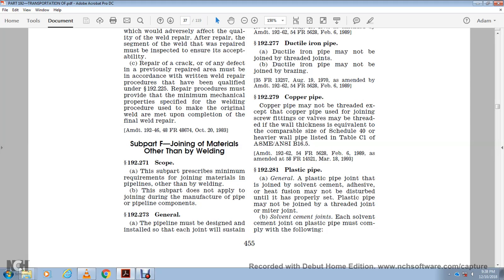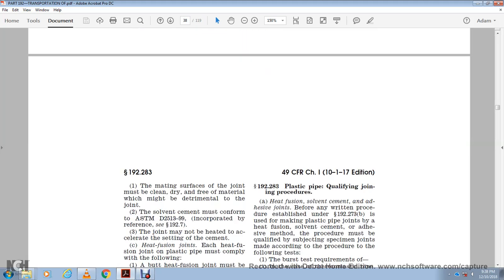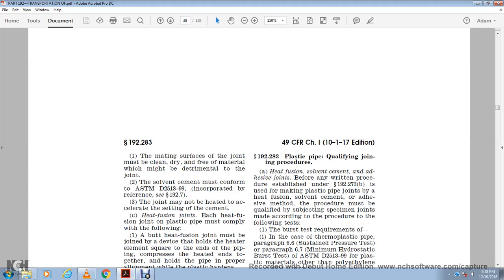192.281, plastic pipe. In general, plastic pipe joined by a solvent cement, adhesive, or heat fusion joint may not be disturbed until it has been properly set. Plastic pipe may not be joined by a threaded joint or miter joint. Each solvent cement joint on plastic pipe must comply with the following. The mating surfaces of the joint must be clean and dry, and free of material that might be detrimental to the joint. The solvent cement must conform to ASTM D2513-99. The joint may not be heated to accelerate the setting of the cement.